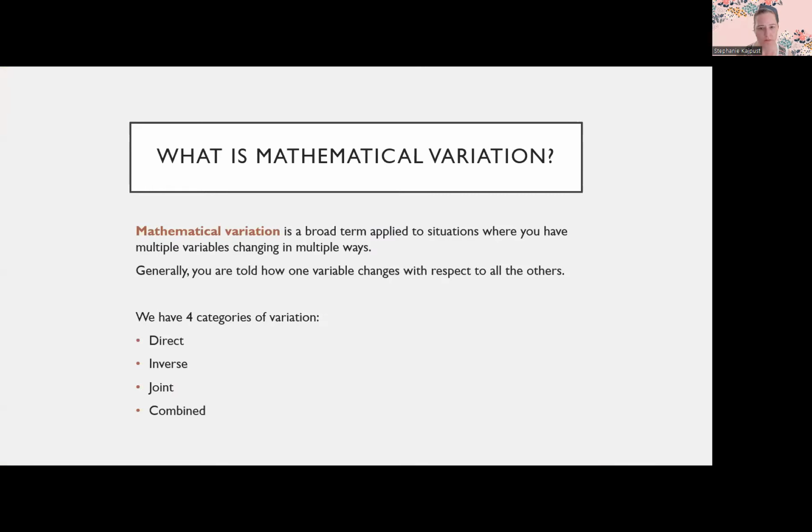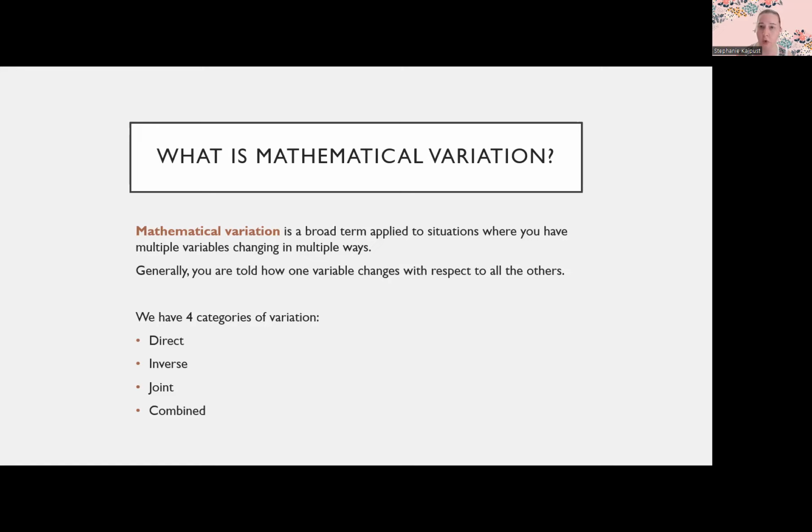So mathematical variation is a broad term applied to situations where you have multiple variables changing in multiple ways. Some may be increasing with an exponent, maybe some are dividing. You usually have one input and one output, but sometimes you could have multiple inputs and then one output. In mathematical variation, they're generally still considered functions. So you could have multiple inputs, but as long as there's only one output, it's still a function.